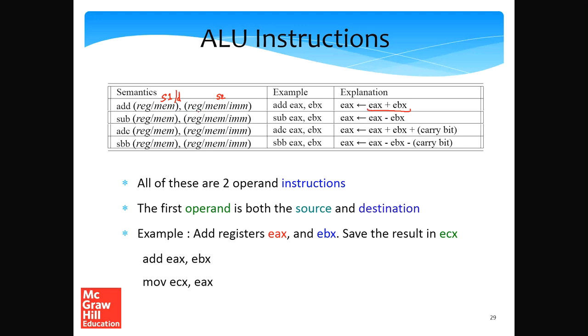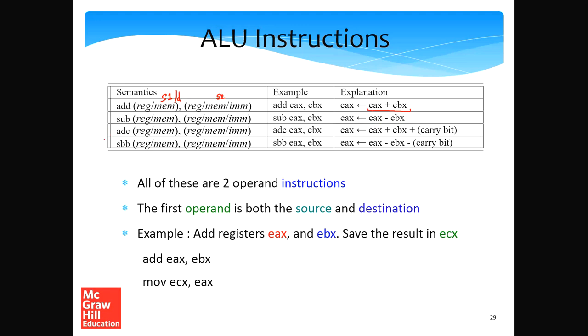Only one of them can be a memory operand. That's the first rule that we talked about. And the second rule is that the first operand is a source as well as a destination. So the subtract instruction is similar: it's add and sub, so the names are also similar. And so here also we set EAX equal to EAX minus EBX.